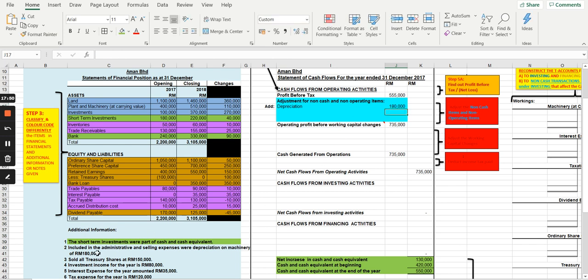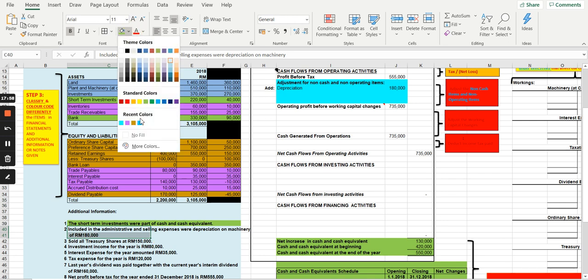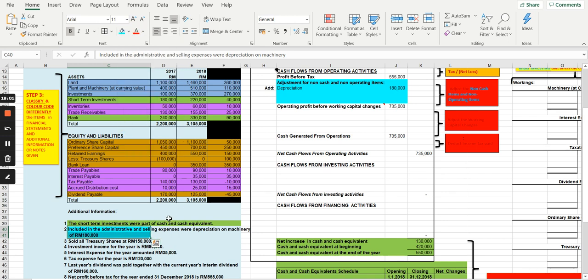Next, we'll just check first if you have anything that could relate to you. So this one is your non-cash item, right? Non-cash item.